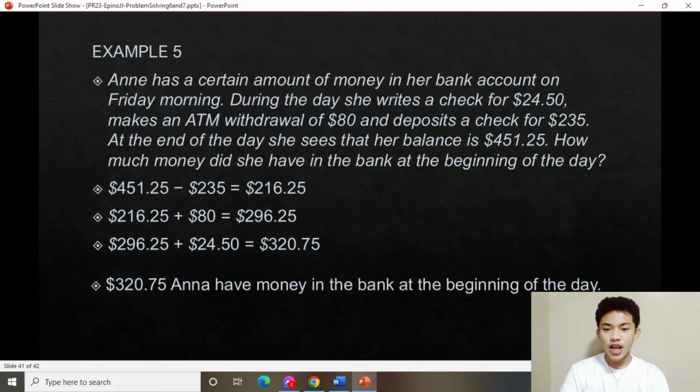So, $451.25 minus $235 is equal to $216.25. So, $216.25 plus $80 is equal to $296.25. So, $296.25 plus $24.50 is equal to $320.75. So, she had $320.75 in the bank at the beginning of the day.